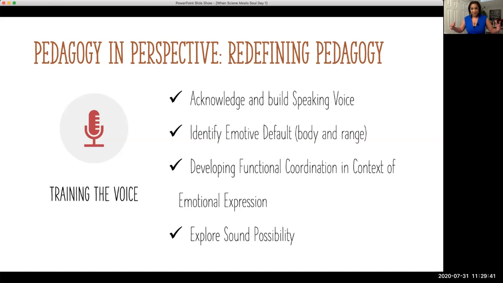So I'm saying I need you to start opening up how you think about voice. How do you think about assessment? How do you think about training goals? Where are you building them based upon? And how can you be sensitive enough that you see the person and get them to finally explore their sound possibilities?